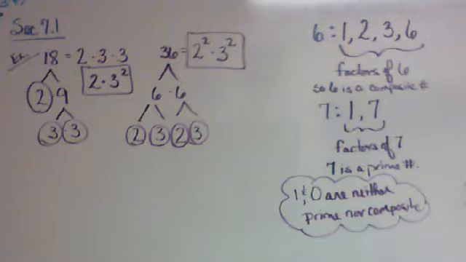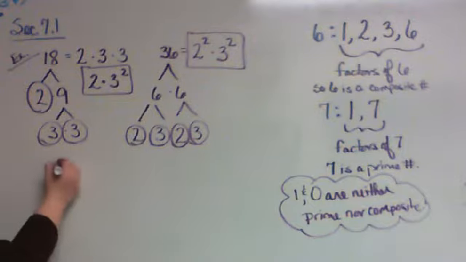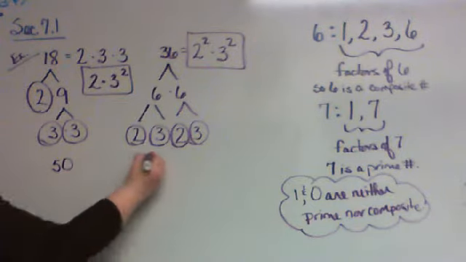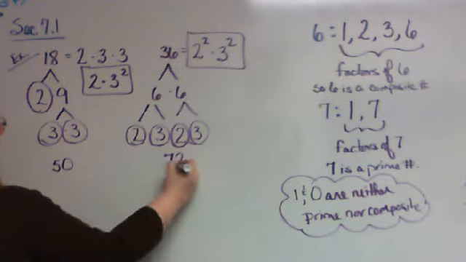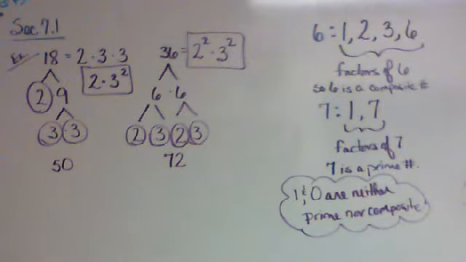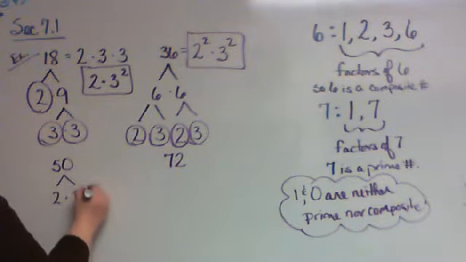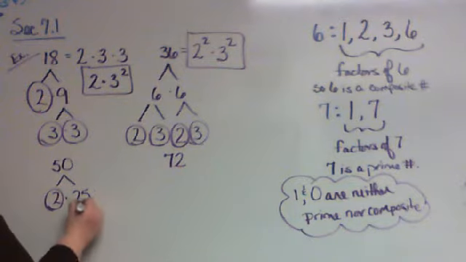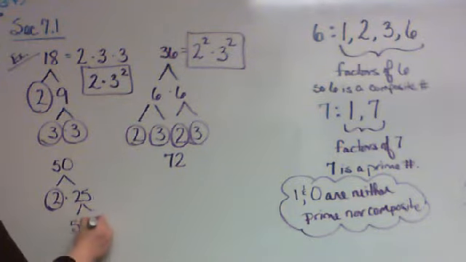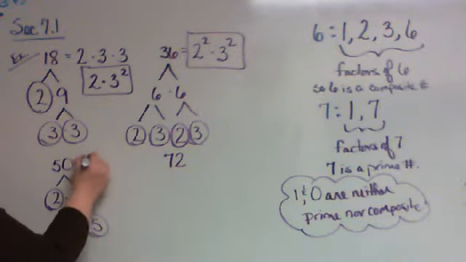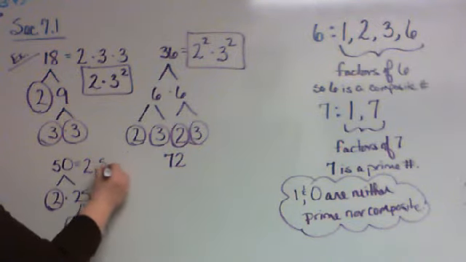Two more problems for you to try. 50 and 72. Pause the tape, do what you can. Okay, so for 50, that's 2 times 25. 5 times 5. 2 times 5 squared.